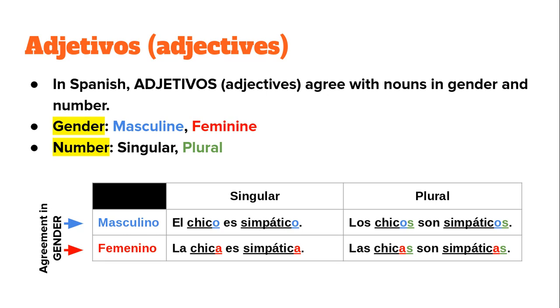Here, you can see the agreement in gender. Everything is masculine in the top sentences. Everything is feminine in the bottom sentences. And here, you can see the agreement in number. On the left-hand side, everything is singular. On the right-hand side, everything is plural.